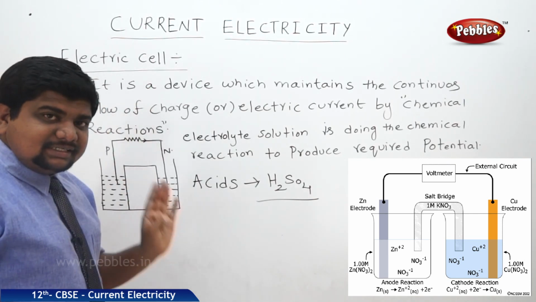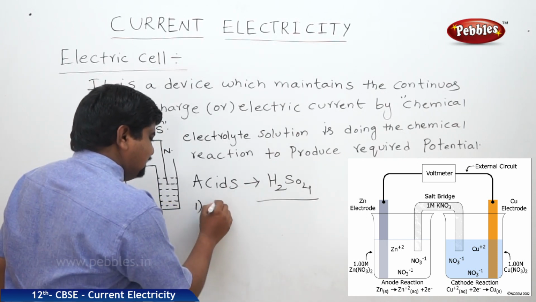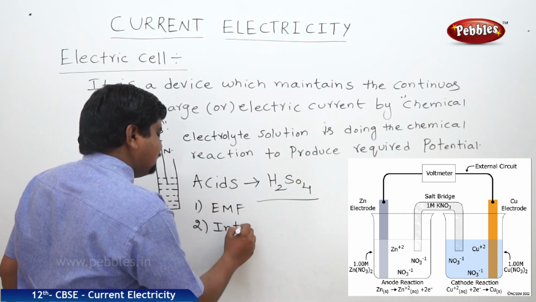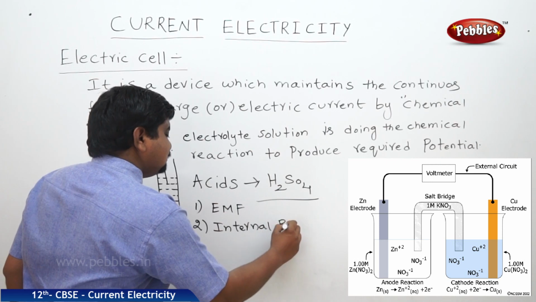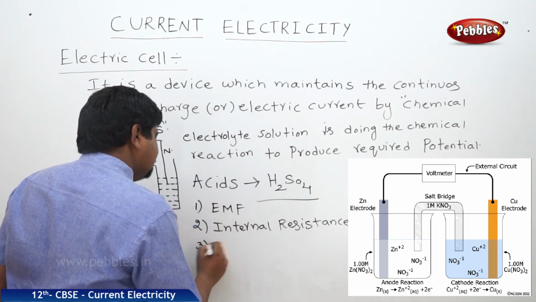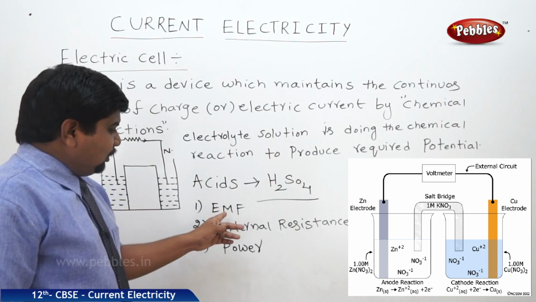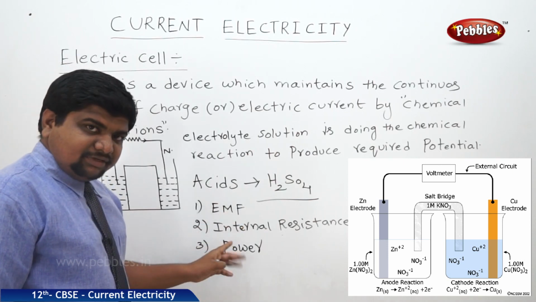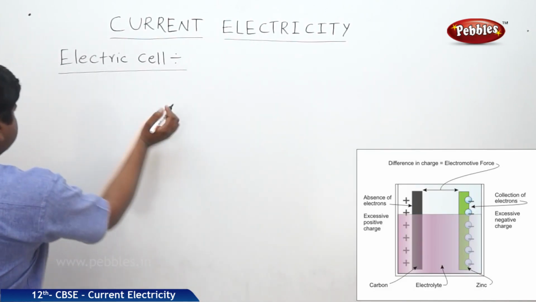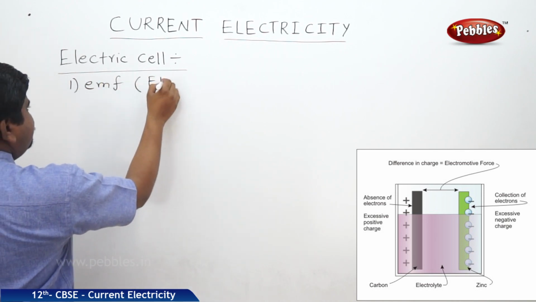This electric cell contains three different characteristics. First one is EMF. Second one is internal resistance. Third one is power. Now we will go to the discussion of each and every one with some examples. Now we will see what is EMF. This is called electromotive force.